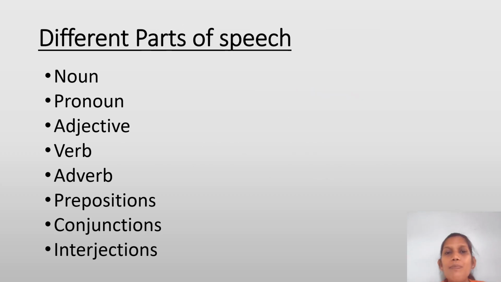The main parts of speech are noun, pronoun, adjective, verb, adverb, preposition, conjunction and interjections. Now let's see, all these are the different parts of speech. There are 8 parts of speech: noun, pronoun, adjective, verb, adverb, preposition, conjunctions and interjections. All these have different types. Now let's study each and every topic in detail.